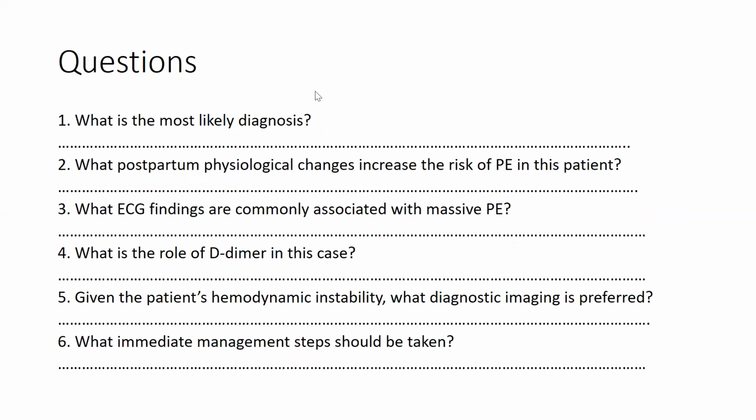So this is straightforward, isn't it? What is the most likely diagnosis? PE, isn't it? Do we agree this is most likely a pulmonary embolism? Yes, sir. So what postpartum physiological changes increase the risk of PE in this patient? Hypercoagulation, sir. Hypercoagulable state, correct. Number 2, she's postpartum. What again in terms of physical activity? Immobility, reduced mobility, correct. What again in terms of hormonal changes?